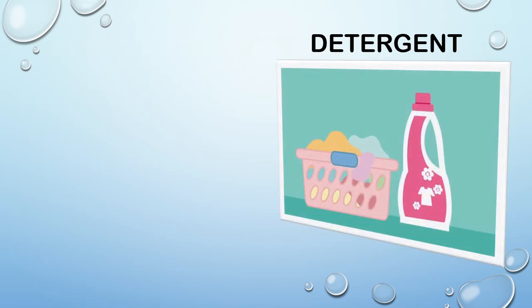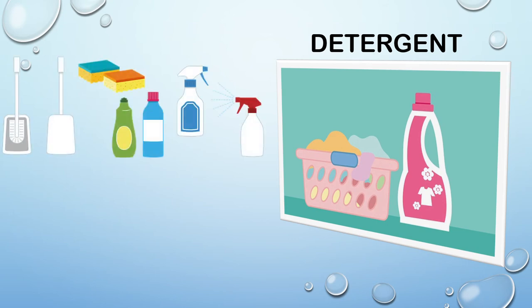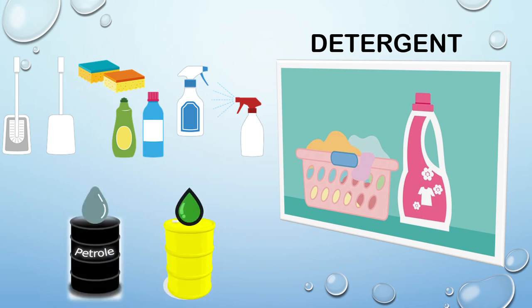Next, let's look into detergents, which have been widely used to wash our clothes and keep our homes clean. Cleaning agents which are not soap are also called detergents. Petroleum and plant source oil are the common raw materials in the manufacture of detergents.